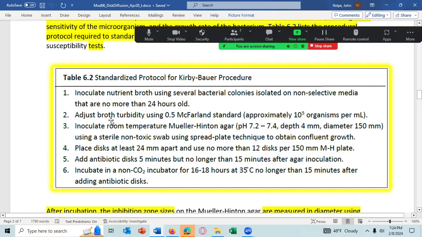Anyways, two, you adjust the broth turbidity so that there are 0.5 McFarland standard units per mL. That will be approximately 1 times 10 to the 5th bacteria cells per mL. McFarland unit is something they measure in a turbidity meter.